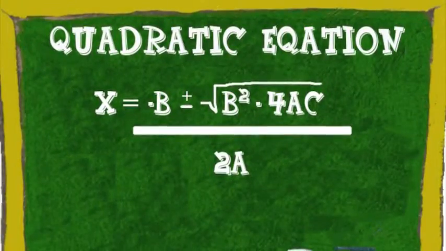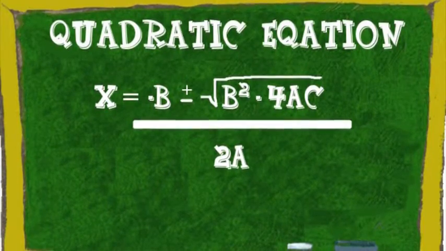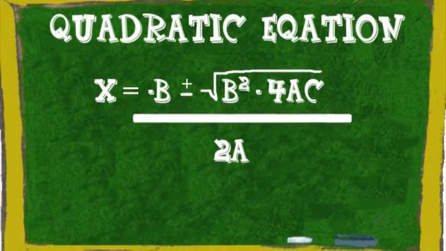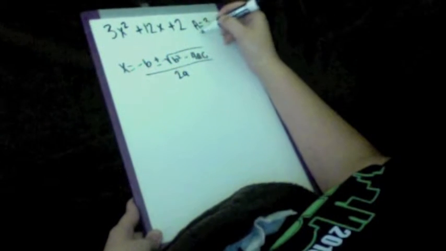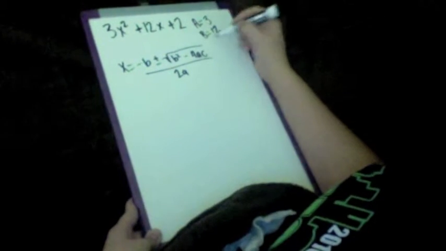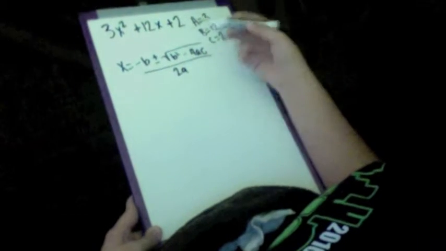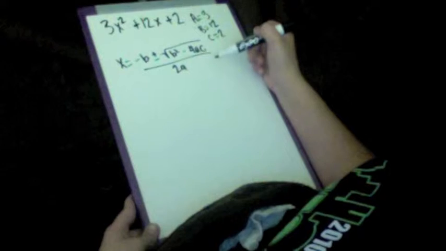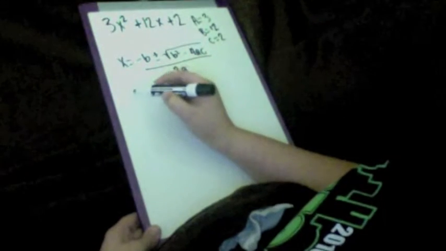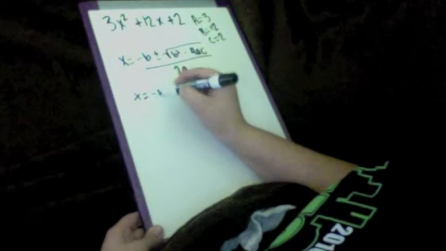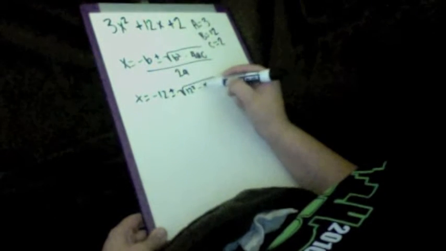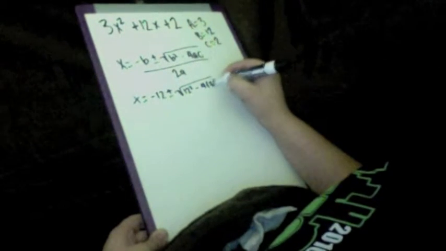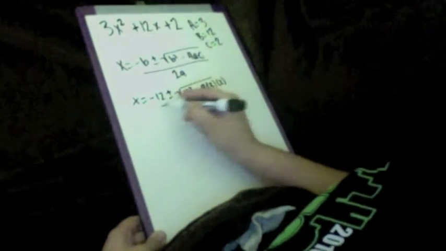The quadratic equation is x equals negative b plus or minus the square root of b squared minus 4ac all over 2a. In this equation, your a is 3, your b is 12, your c is 2. Now we need to plug these numbers into the equation. So x equals negative 12 plus or minus the square root of 12 squared minus 4 times 2 times 3, all over 2 times 3.